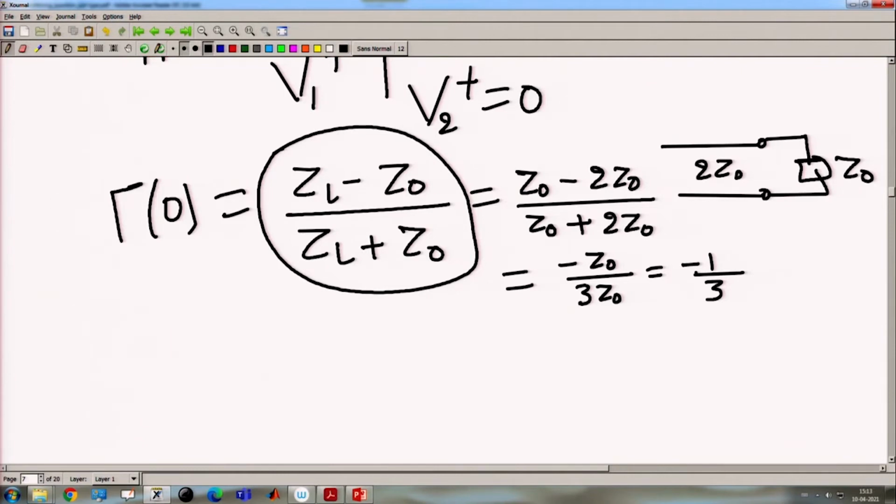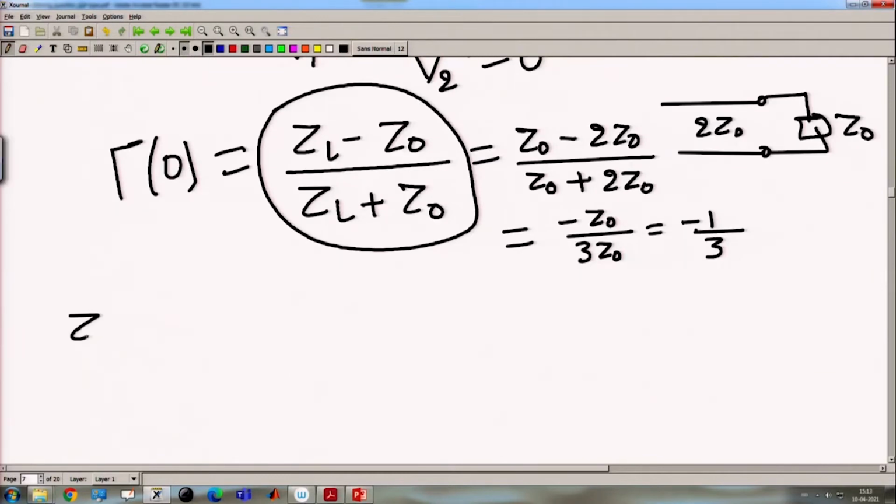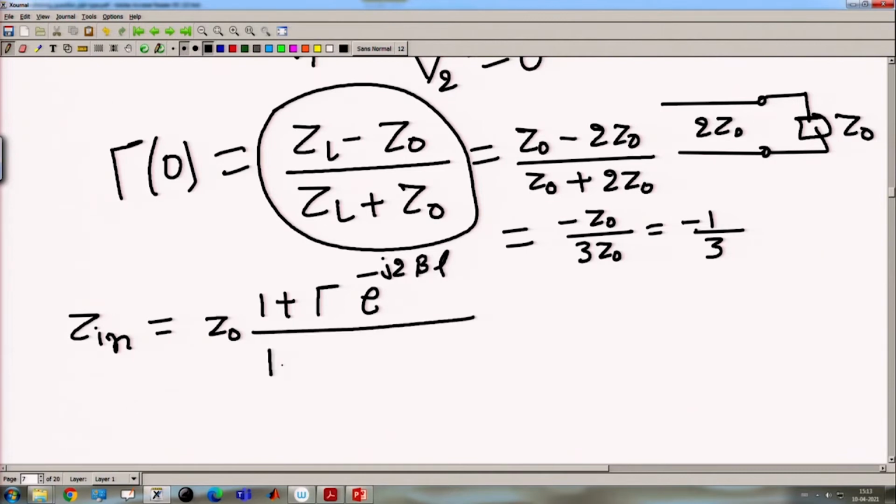And for gamma in, we know the formula in terms of length L. That formula is Z in equal to Z naught times 1 plus gamma e to the power minus j 2 beta L divided by 1 minus gamma e to the power minus 2 j beta L. So this is the general formula.